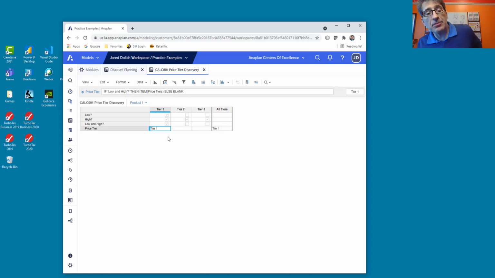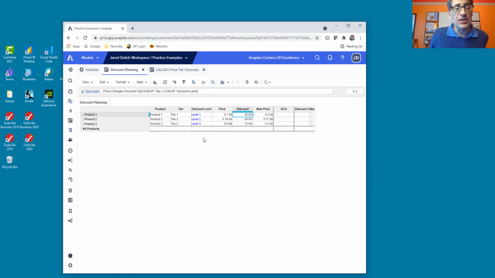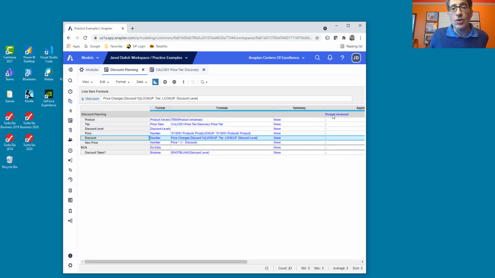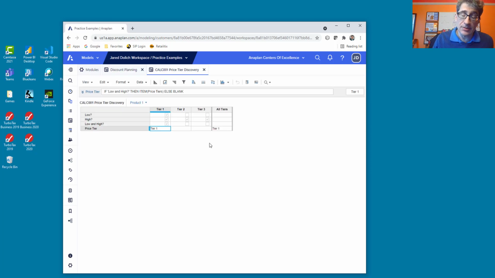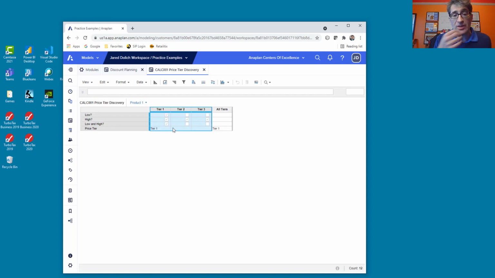Now, because Anaplan needs to do a lookup, and our discount planning module, this is our target module right here, is only based on product. That is the only list that we are using in our target module. Going back to here, when I look it up to bring it into the target module, the only list that I can use is product. I cannot use tier. It doesn't know what tier is in the target module. So somehow I have to get this tier value that's right here to show up in the all tier summary for this product, right? So that I can look it up.